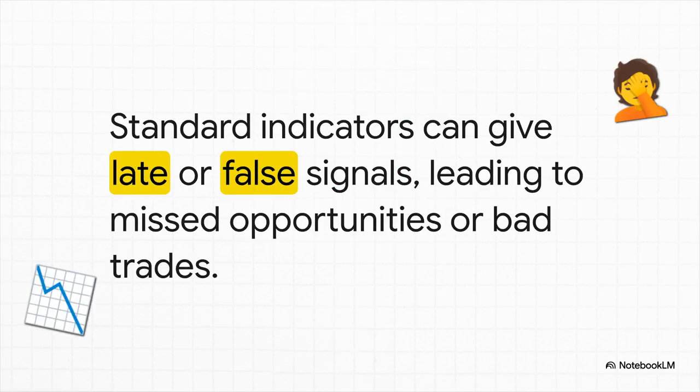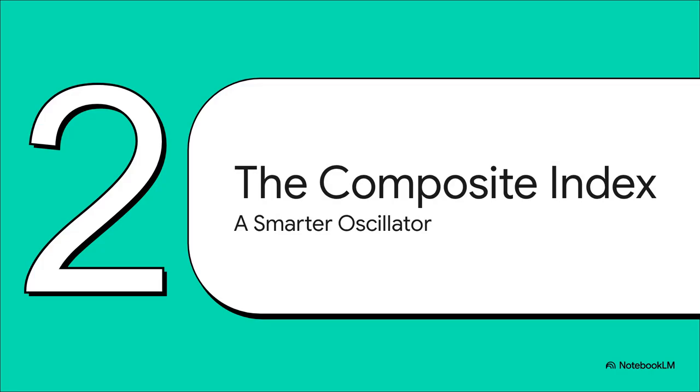And here's why that happens. The relative strength index, as useful as it is, is what we call a lagging indicator. It's great at telling you what has happened, but not so great at telling you what's about to happen. And this can create a ton of noise, late signals, false signals, which can cause you to miss a great trade or, worse, get faked into a bad one. So what if you could upgrade your oscillator? What if there was an indicator out there designed to be more forward-looking? Well, there is. Let's meet the solution.